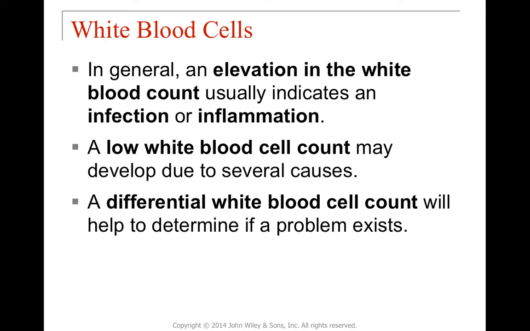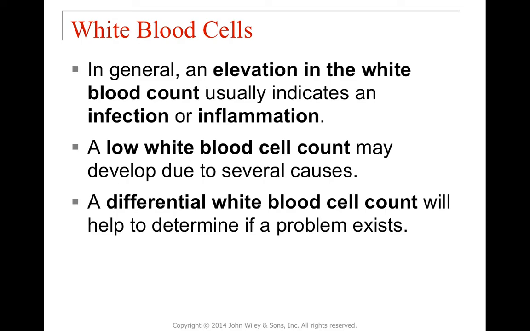And one of the ways that you can tell if someone is fighting an infection or an inflammation is by checking the levels of the white blood cells in their body. In general, if they have elevated levels of white blood cells, they are probably battling an infection or some sort of inflammation at the very least. A low white blood cell count might indicate no infection, but it could develop in the presence of infection due to several different causes. One might be like an HIV infection, for example.